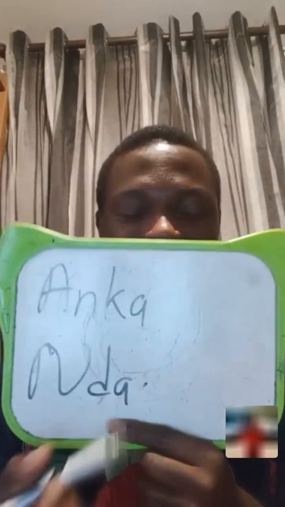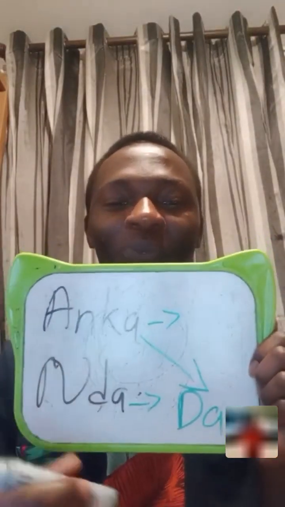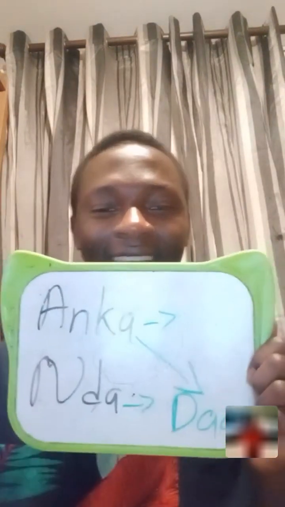Make a question. Who is Anka? Anka is a word we use. For instance, if I say Ankameko, it can also be Da. So Ankameko, you say Da Naati, meaning Ankameko.